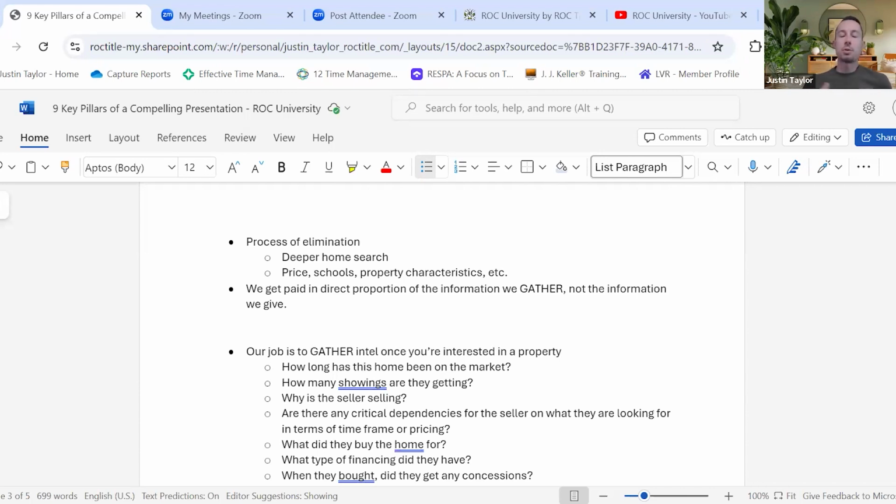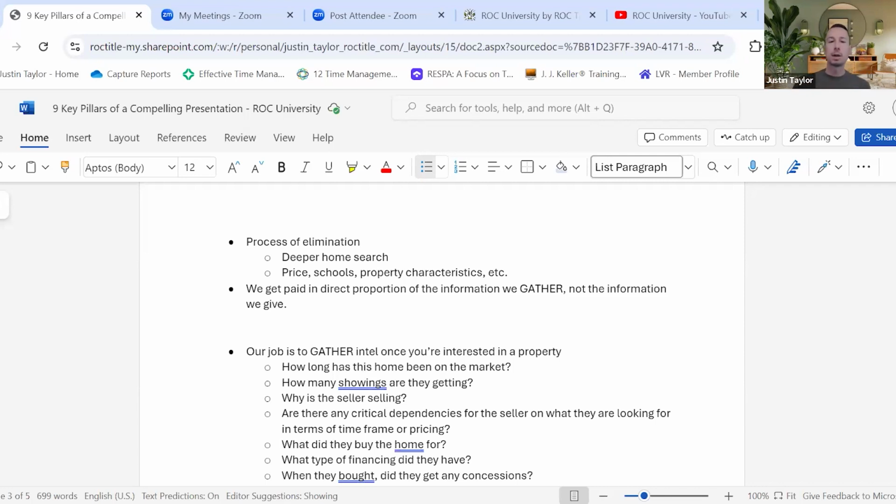Of course, you're going to go through the process of elimination. Once you identify that actual house, that's where you start to gather information. We get paid in direct proportion to the information we gather, not necessarily the information we give. So through this whole buying journey, we are gathering a ton of information for our client, so they can make the best decision possible. It's our job to gather intel once you're interested in a property.